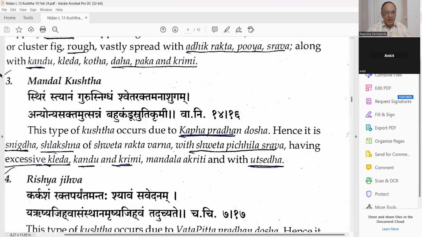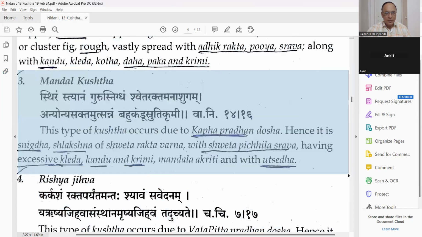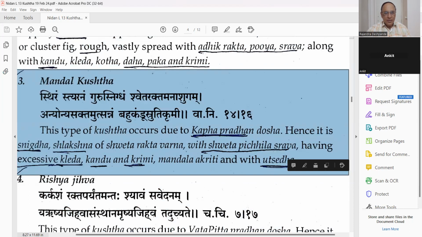Third type, Mandala, Kapha. Sequentially, first was Vata, then Pitta. Can you see? I am just trying to mark this point. So Mandala, K, capital K. Shveta, Pichila, Pichila strav, sticky. Stickiness will be there. Then snigdha, excessive kleda, excessive kandu, excessive krumi. Only remember the important things, my dear friends, not all the things. Don't try to remember everything, then you will not remember anything.